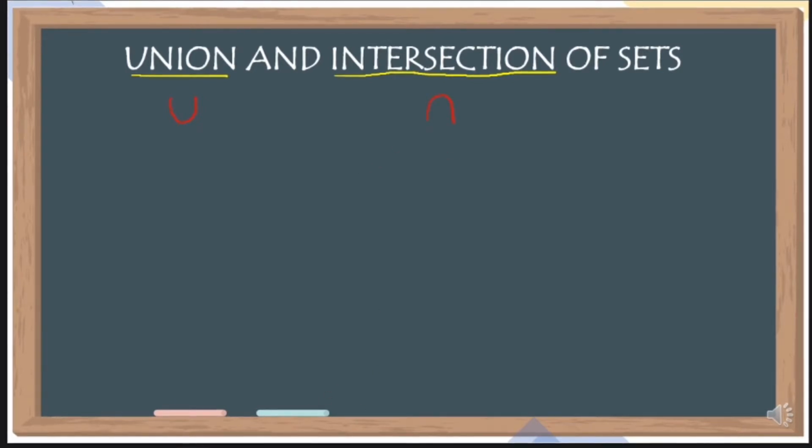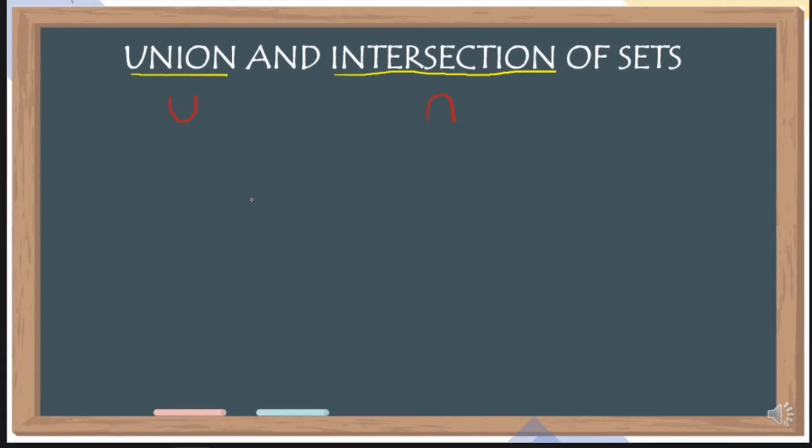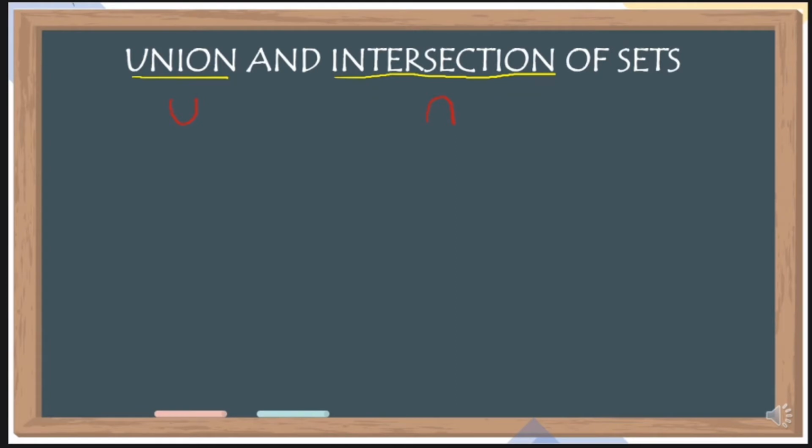So, madaling tandaan, pag union, U, no? Parang U siya. Intersection, kabaliktaran ng union. Okay? So, kapag nalito ka lang, isipin mo ng union, it starts with letter U. And ibang term na ginagamit for union is or. Okay? And for intersection, yung word na ginagamit dito is and.